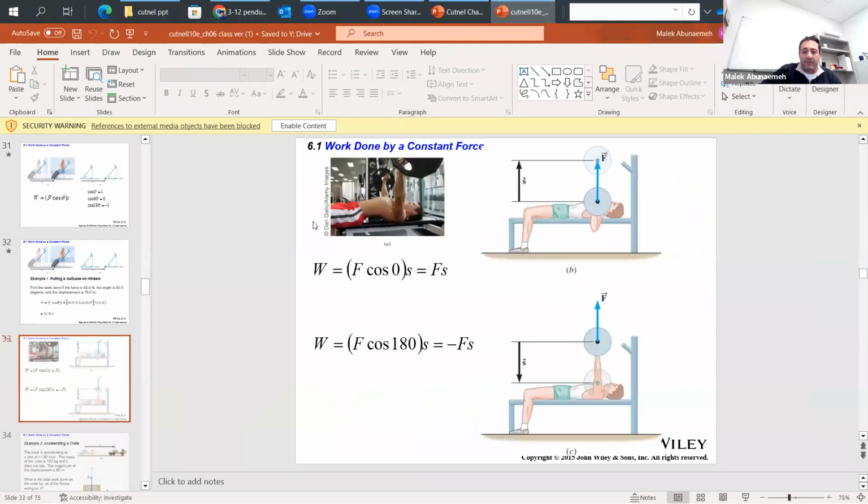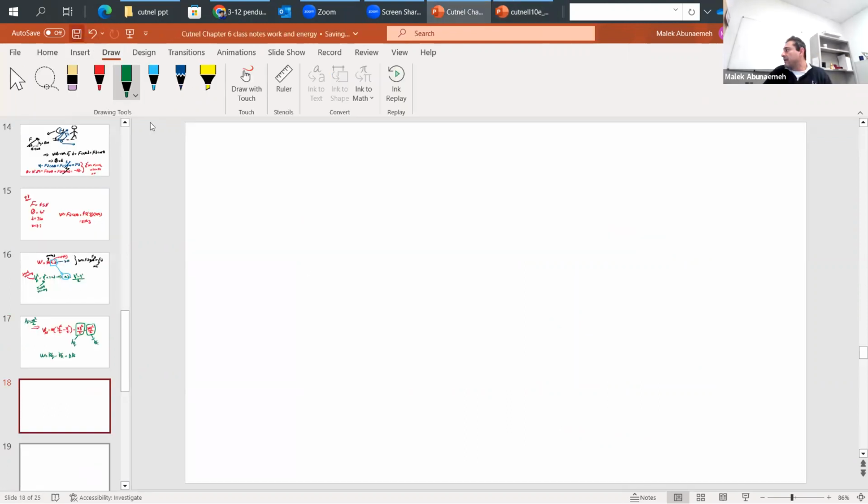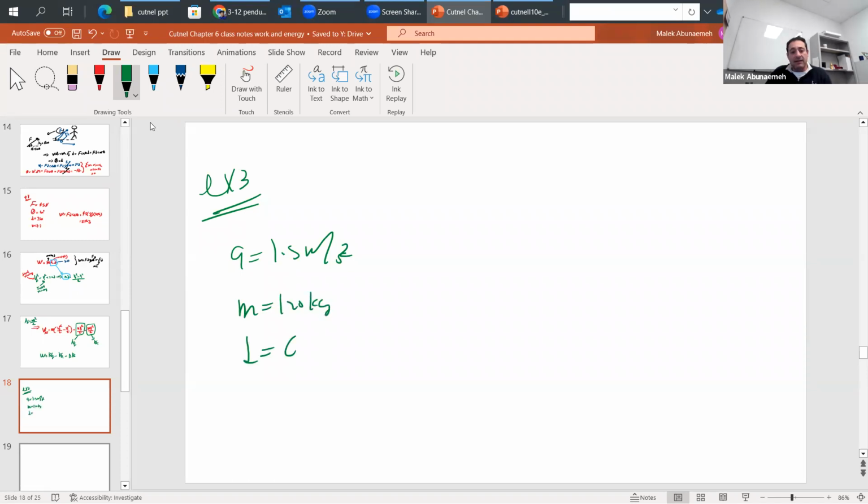Okay, let's do another question. So let's say a truck is accelerating at a rate of 1.5 meters per second squared. The mass of the crate is 120 kilograms, and the distance is 65 meters. What is the total work? So let's go ahead and write down the information for this question. This is going to be example 3. We said the acceleration was 1.5 meters per second squared, your mass is 120 kilograms, and your distance is 65 meters. And you're looking for your work.